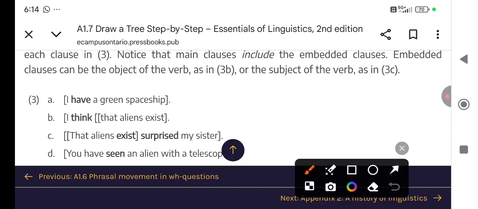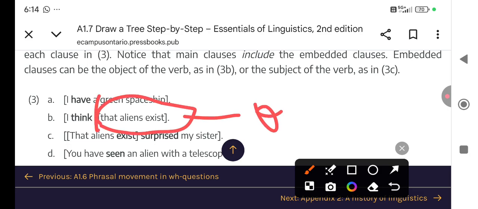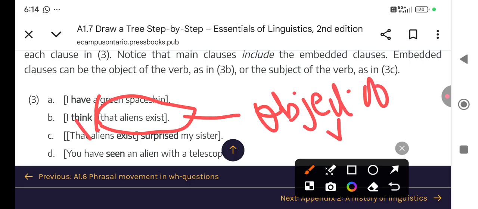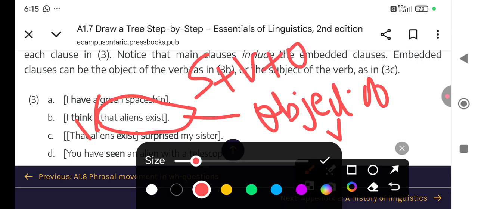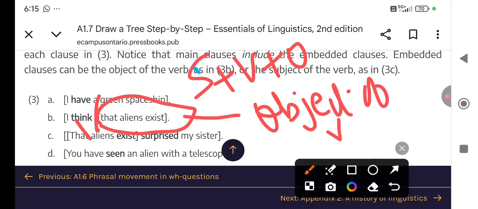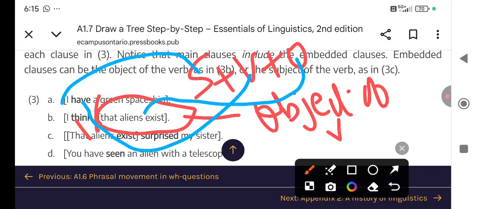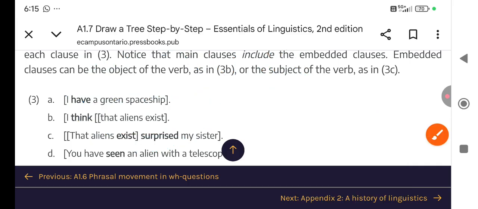So what's the object of the verb? I think, and this whole clause acts as the object of the verb. The verb is think. You know that the common structure is subject plus verb plus object. So this is the subject, this is the verb, and this whole part is the object. This way.